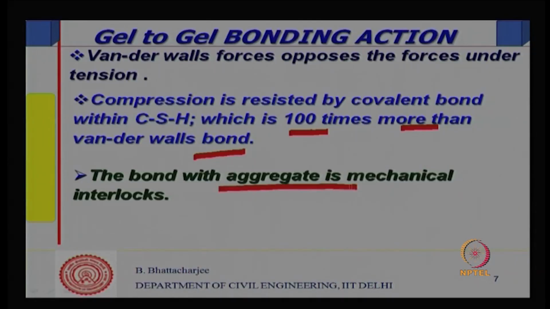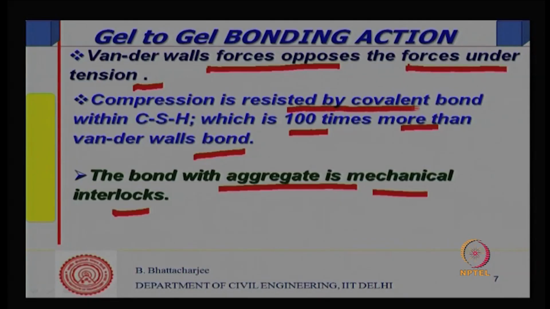Well, bond with aggregate is essentially mechanical interlock. So, we will come to that sometime later on. Let us see. So, first of all, van der Waals forces oppose the forces under tension, or intermolecular forces of all kinds. Compression is restricted by covalent bonds within CSH, and that is 100 times more than van der Waals bond. So, therefore, they are strong in compression, not so strong in tension, and of course, when it comes to aggregate, the gel to aggregate bond is mechanical interlock, right.